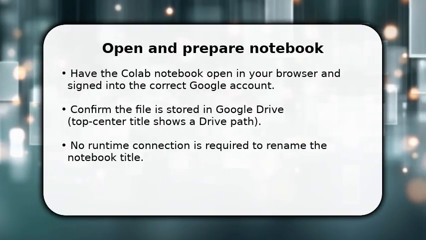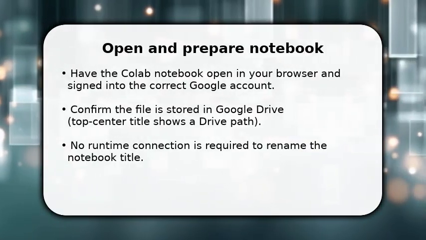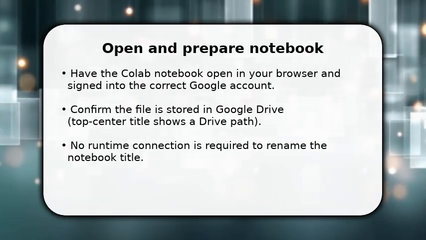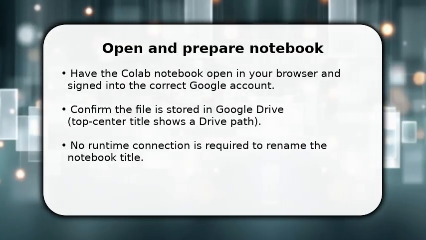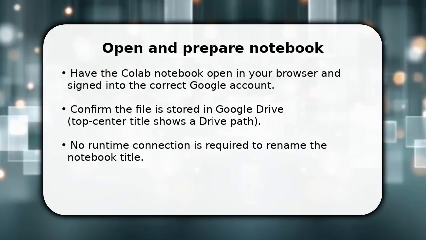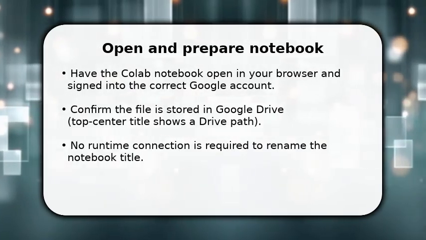Type the new name exactly as you want it to appear in Drive, replacing characters, or adding a version tag. Make sure to avoid forbidden characters for Drive file names. Once done, press Enter to commit the change and trigger Colab to update Drive.